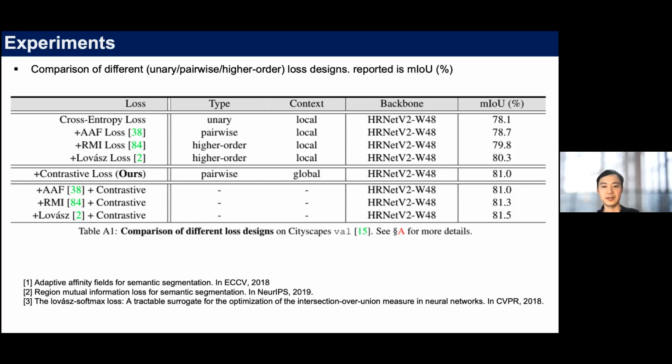So we see that by combining the AAF and the other losses with the cross entropy loss, the performance improves. And our loss function contributes to the largest gain. In addition, we find that our loss is well complementary with the high order losses and can work with RMI or Lovasz loss to further improve the scores.